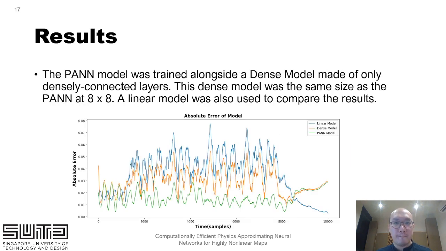Our results show that the model performed very well. We compared it to a linear model in blue over here, and a dense model of the same size as the physics approximating neural network, 8 by 8, and they were all trained for 500 epochs at 1000 batch size using the Ada-Grad optimizer. This plot shows you the 10,000 samples and the comparison of absolute error. Now the linear model has almost 3 times higher peak error at 0.08 absolute delta volts, while the dense model has almost 2 times higher peak error at 0.06 absolute delta volts.